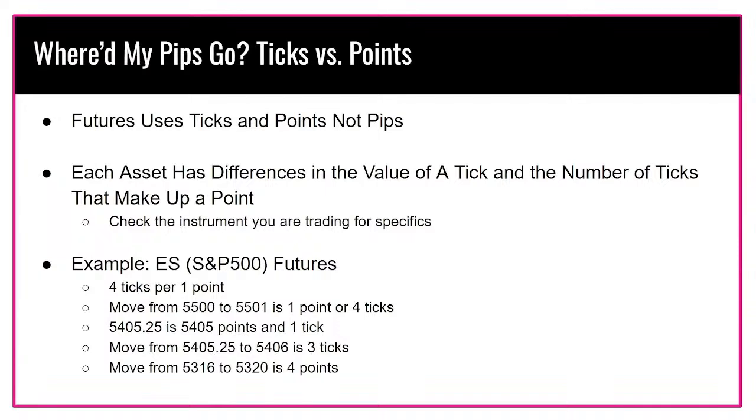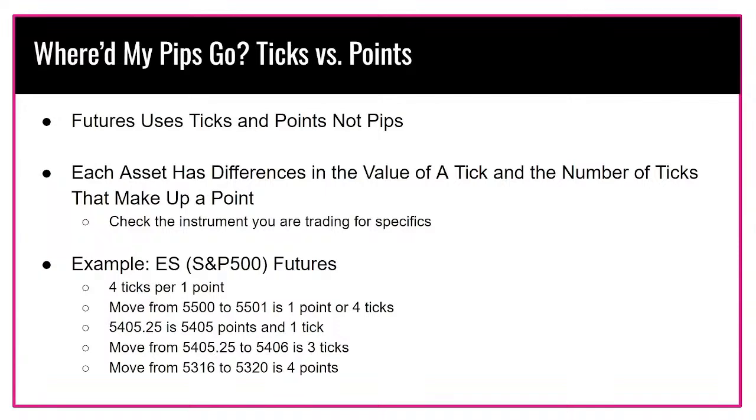If the price moves from 5,000 to 5,000 and 1/4, that's 1 tick of movement. If price moves from 5,000 to 5,001, that is 4 ticks of movement, or 1 full point. Understanding how price movement is measured in futures is crucial to accurately managing your risk. Let's get into more examples.